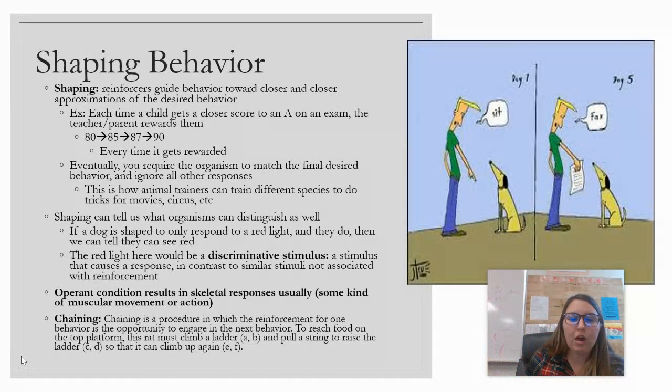So to reach food on the top platform, the rat must climb a ladder, okay? It climbs a ladder, then it has to pull a string to raise the ladder so that it can climb up again. So each of those behaviors, like pulling a string, reinforces the act of climbing the ladder, so then they can do that once again. We can talk more about this, but it's not a huge concept that will be tested for us or on the AP test. There's only one question that mentioned it.